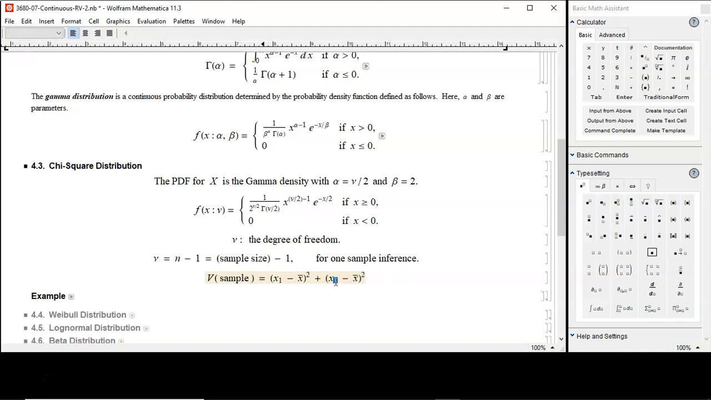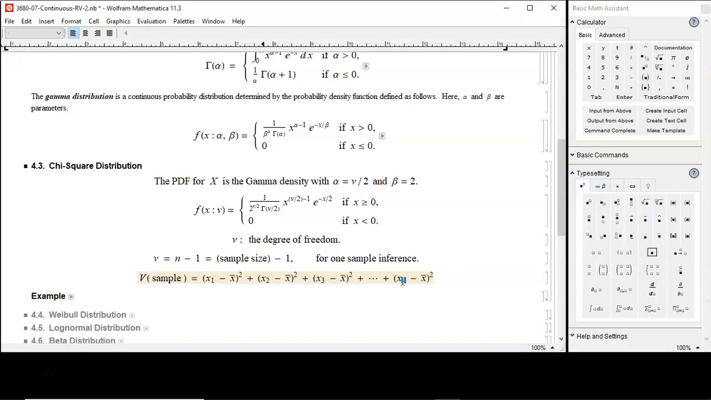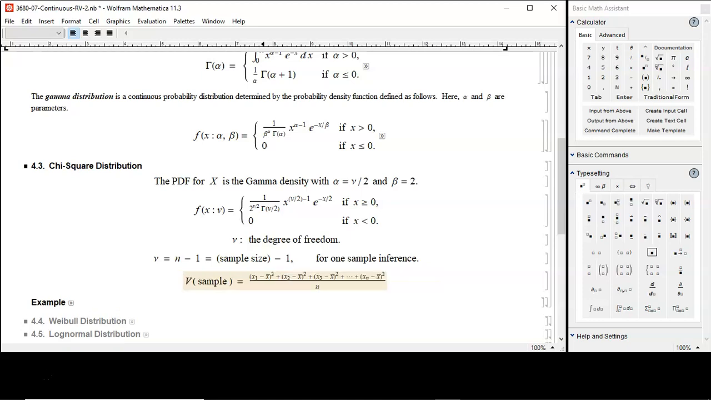Do the same thing to the second statistic, x2. Do the same thing for the third statistic, and so on. Add them all up for all sample statistics, all n of them, and take the average by dividing by, not n, but n-1. Why? Because that's the degree of freedom.